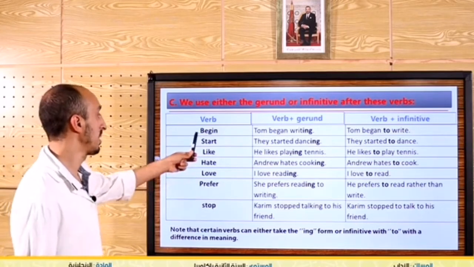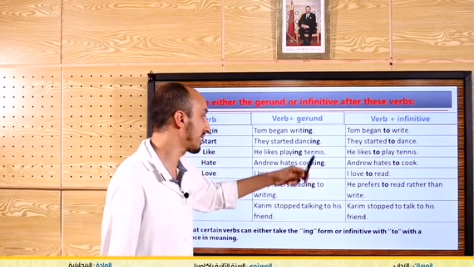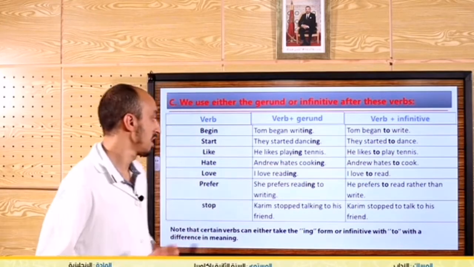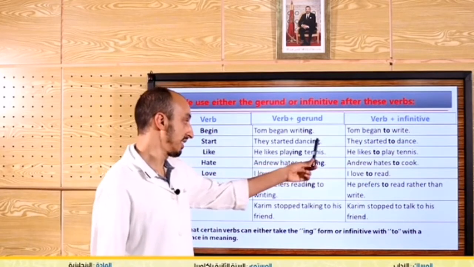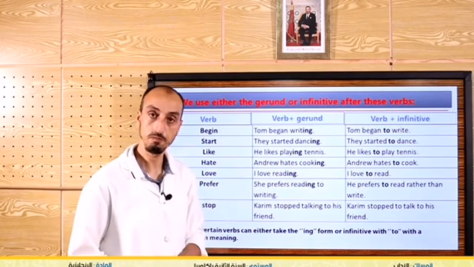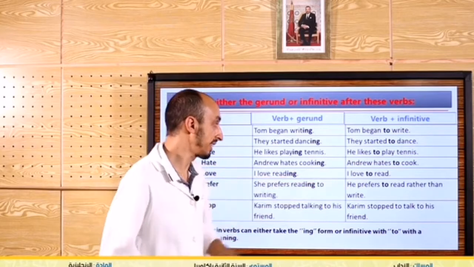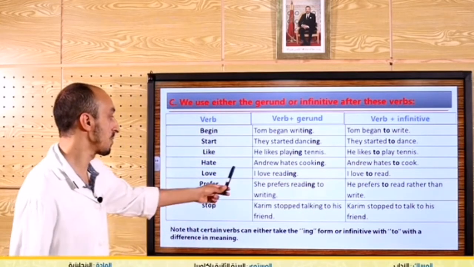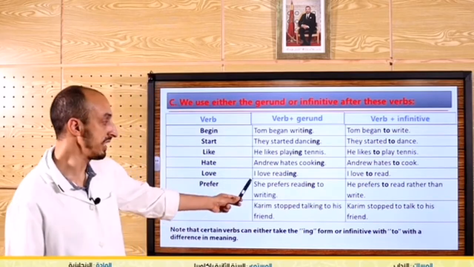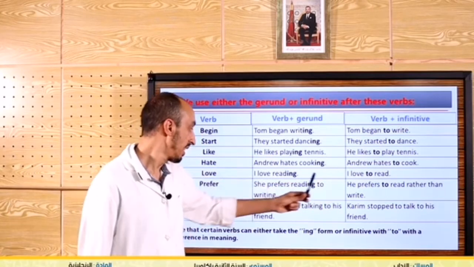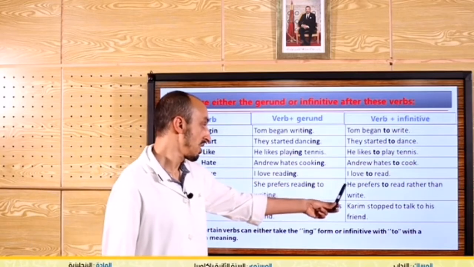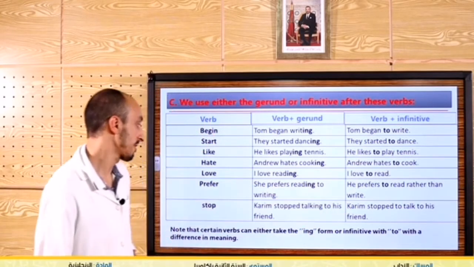We have an example. Tom began writing. In infinitive, Tom began to write. You have an option. They started dancing. They started to dance. He likes playing tennis. He likes to play tennis. Andrew hates cooking. Andrew hates to cook. I love reading. I love to read. She prefers reading to writing. He prefers to read rather than write.